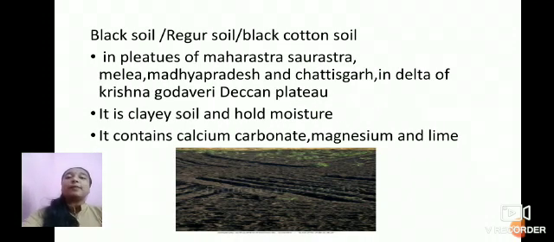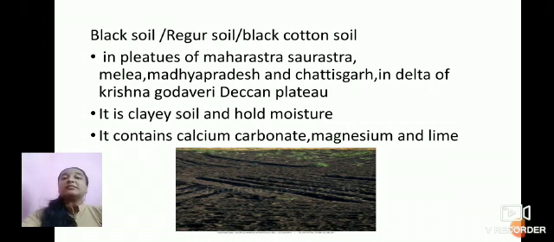Next, let me tell you about black soil. Black soil is also called regur soil or black cotton soil. This soil is very useful to grow the cotton crop. This soil is found in the plateaus of Maharashtra, Saurashtra, Malwa, Madhya Pradesh and Chhattisgarh, and in the deltas of Krishna, Godavari and the Deccan Plateau. This soil is very clayey and it holds more moisture. And it contains calcium carbonate, magnesium and lime.